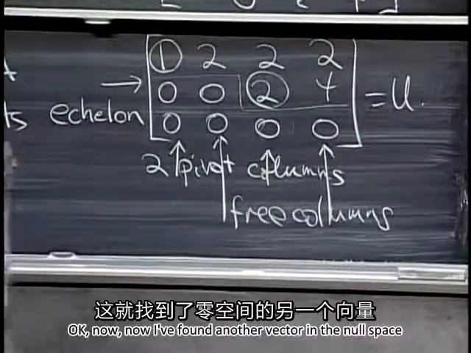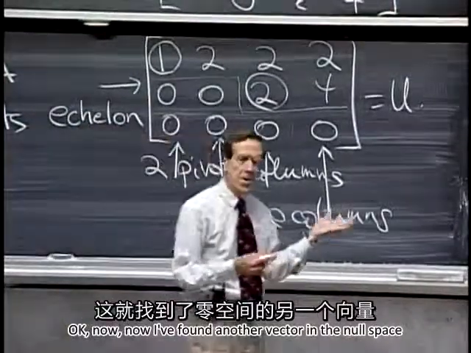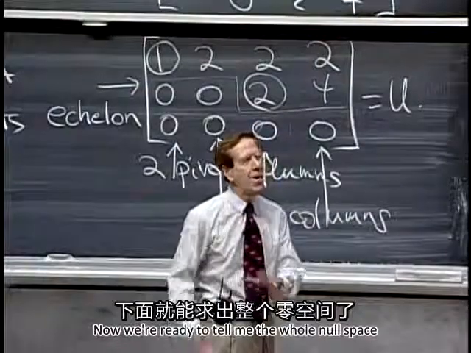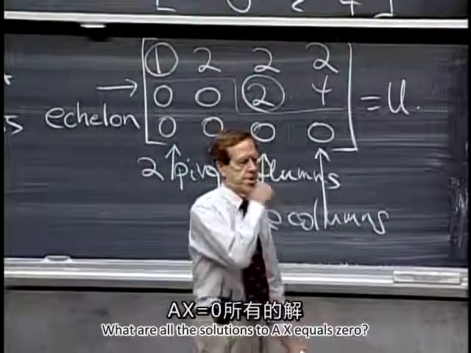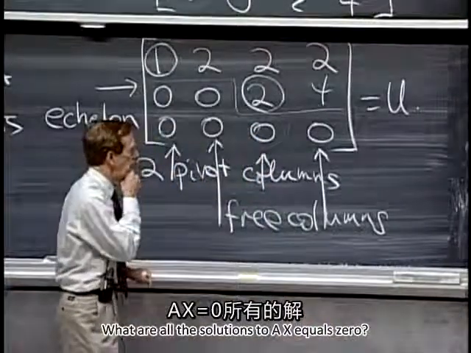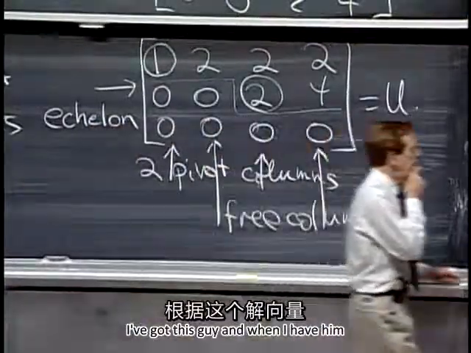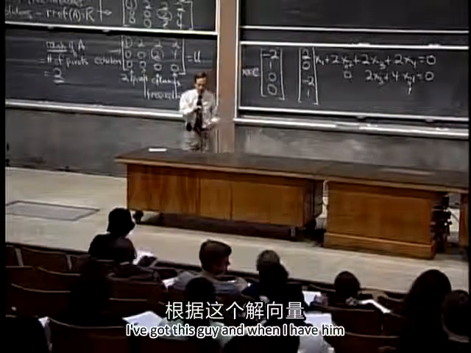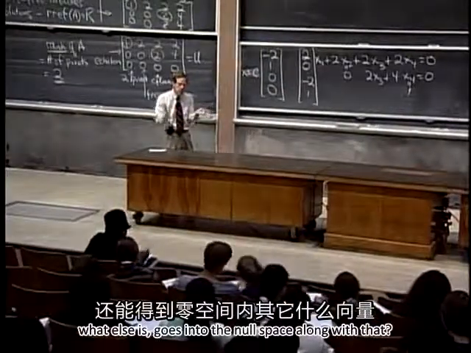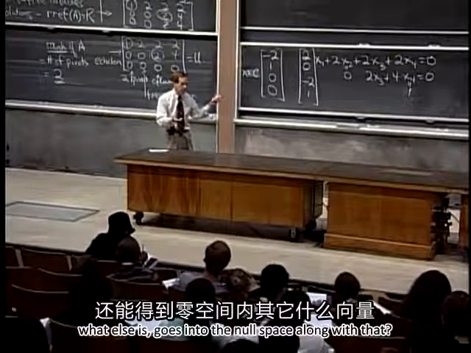Okay. Now I found another vector in the null space. Now we're ready to tell me the whole null space. What are all the solutions to Ax equals 0? I've got this guy. And when I have him, what else goes into the null space along with that?